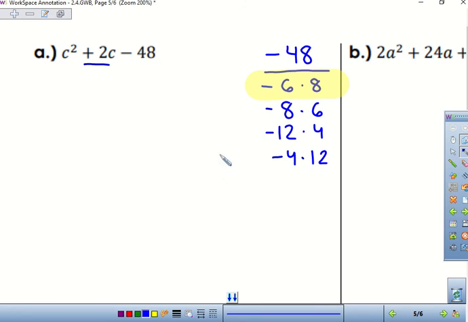It'd be negative 2, but we want a positive 2. So here's how you utilize the answers that you got. You put two binomials, you put your variable in each one, and then you put your two factors that you just got. So it doesn't matter if you do c minus 6 times c plus 8 or c plus 8 times c minus 6 because they are the same thing. Just make sure that the signs are in the right spot.